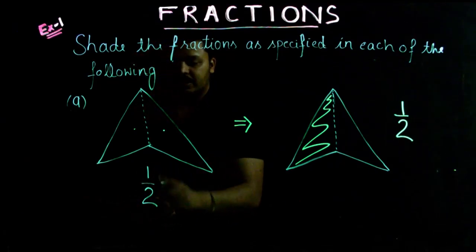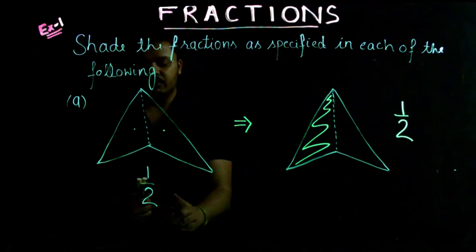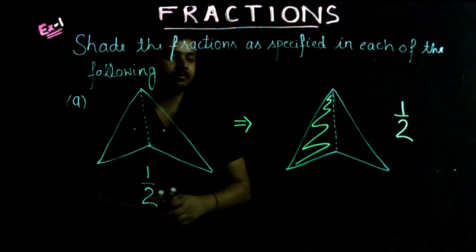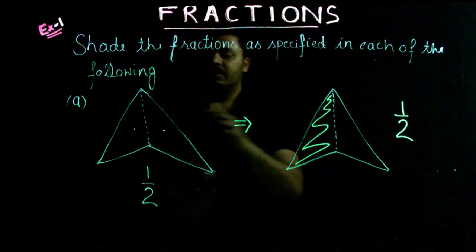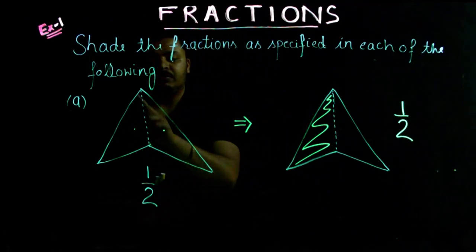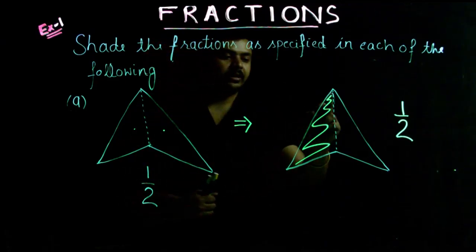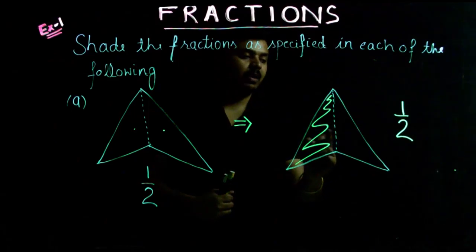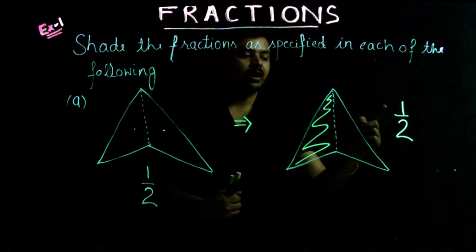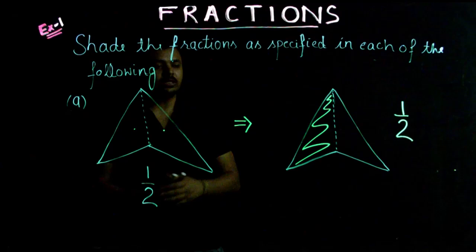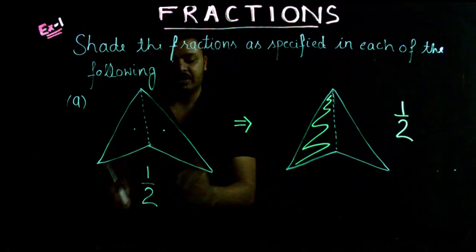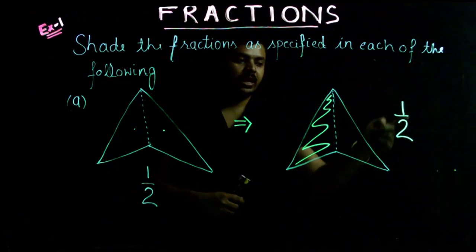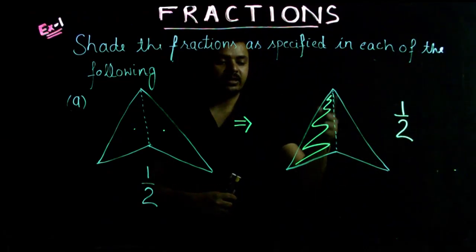It means that the figure should be divided into two equal parts, and out of the two equal parts we have to shade one part. As I have shown here, the shaded part is one part out of the two equal parts and the fraction is 1 upon 2. So I hope students you have understood how to shade when the fraction is given. First we need to look for the number of equal parts, that is 2, and out of 2 we have to shade one part as I have done here.